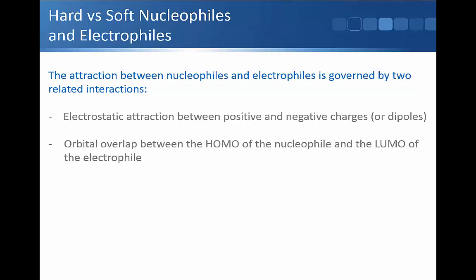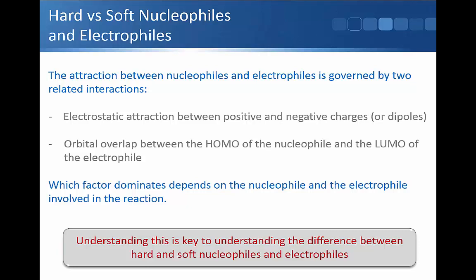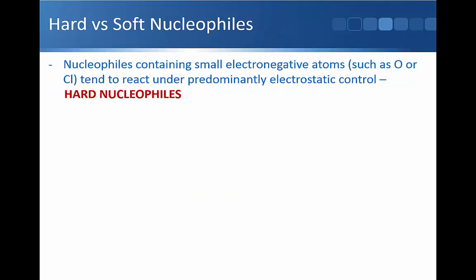Most reactions involve a combination of both of these, but it's possible for one or other to predominate in the reaction of two molecules. And which of these factors dominates actually depends on the type of nucleophile and electrophile involved in the reaction. And it's understanding this concept that's key to understanding the difference between hard and soft nucleophiles and electrophiles. So let's get straight into it.